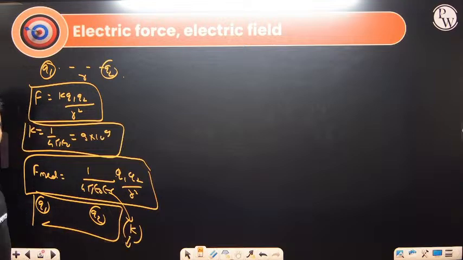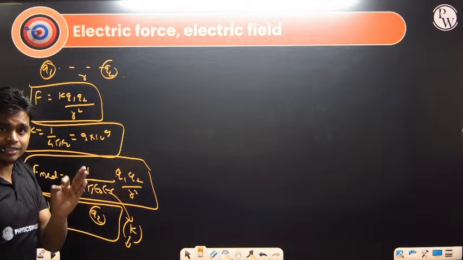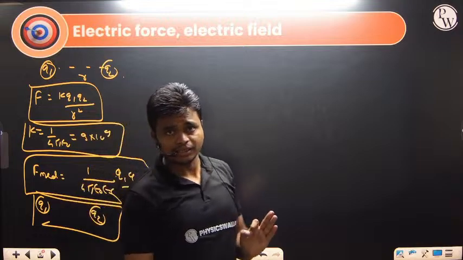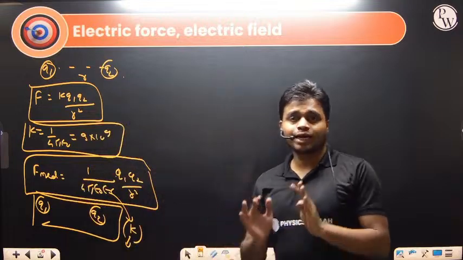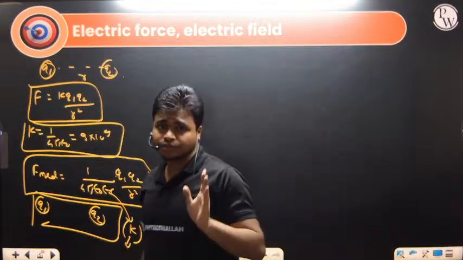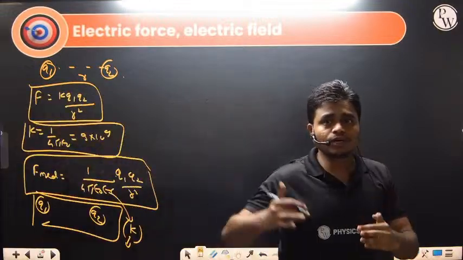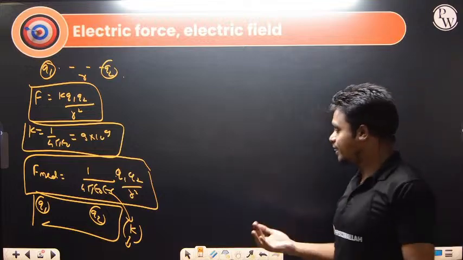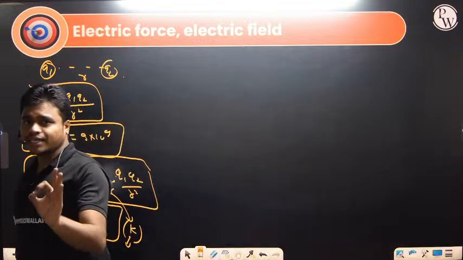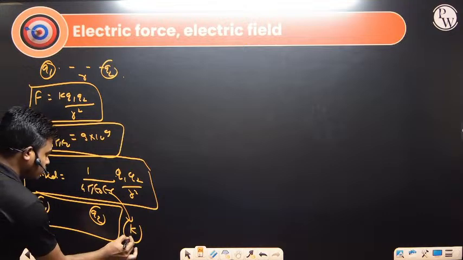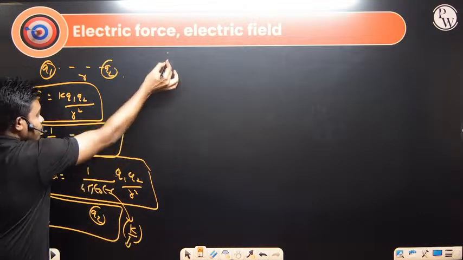Dielectric constant. For example, if two charges in air exert a force of 80 Newton on each other, the same charges placed in water at the same distance will exert a force of 80 by 80, that is 1 Newton. So the force reduces by how many times? 80 times. So what is 80 here? 80 is the dielectric constant of water. So this is the force in a medium.